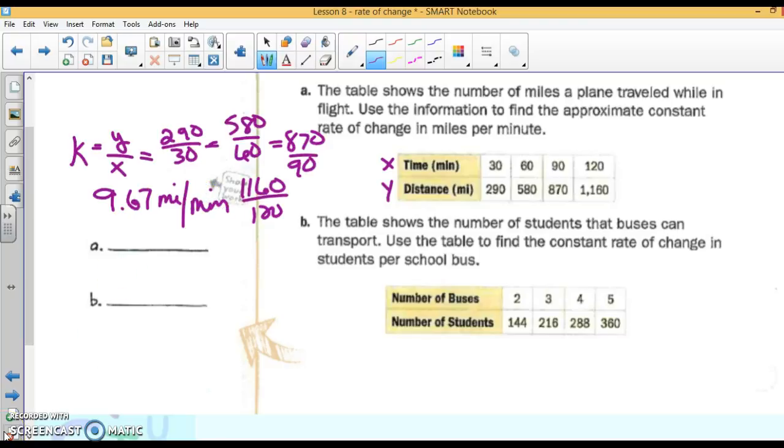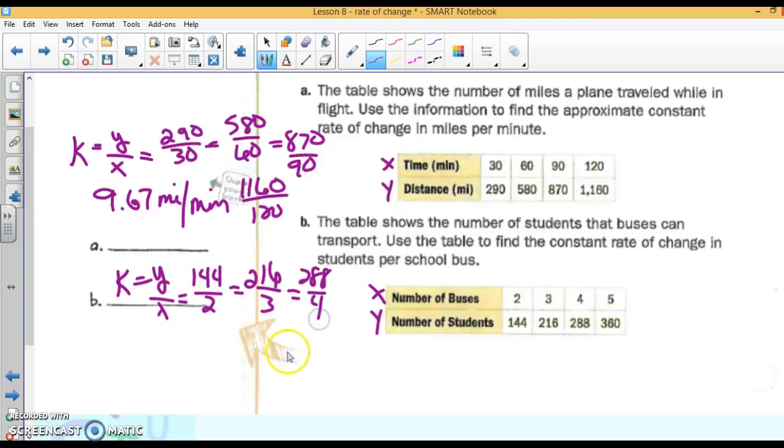Same thing down here. Find the constant rate of change, x, y. So k is y over x. So 144 over 2, 216 over 3, 288 over 4, 360 over 5. If you divide every single one of those, you're going to get 72 students per bus.